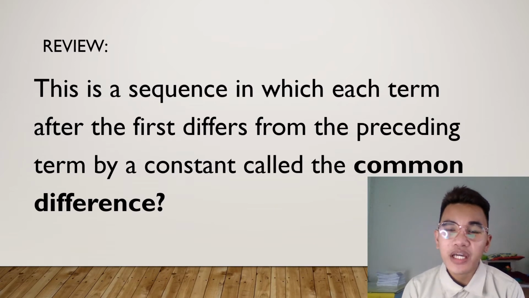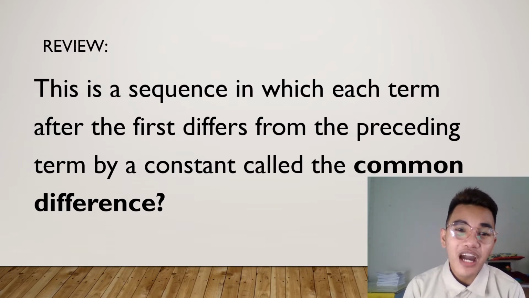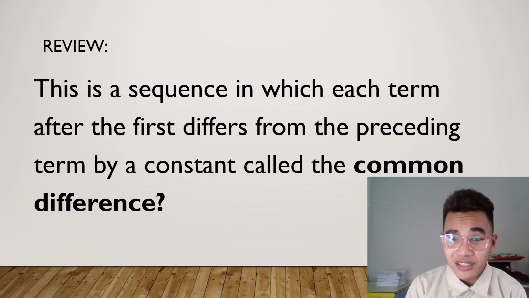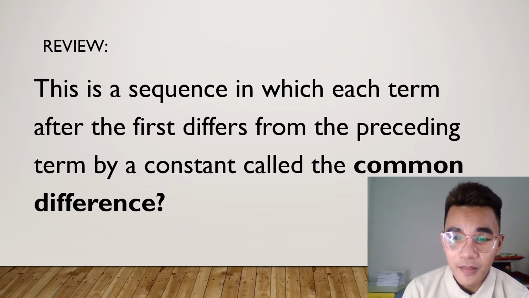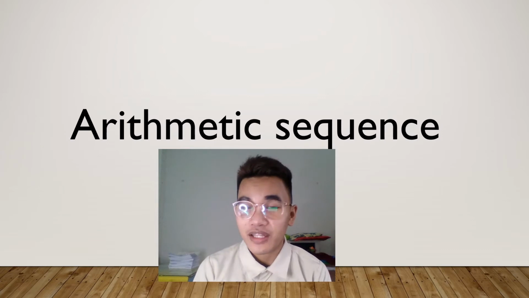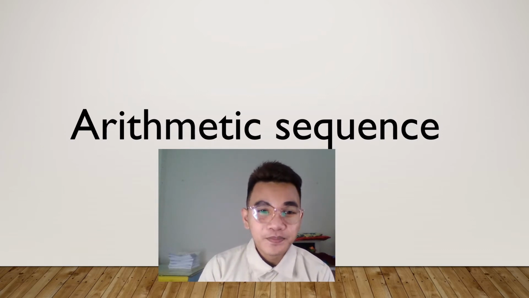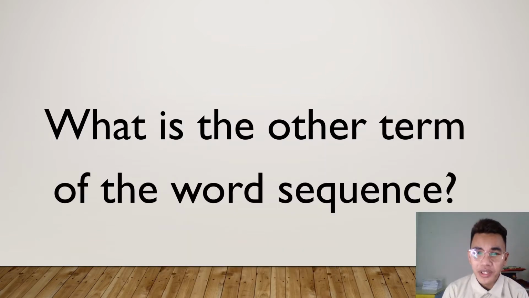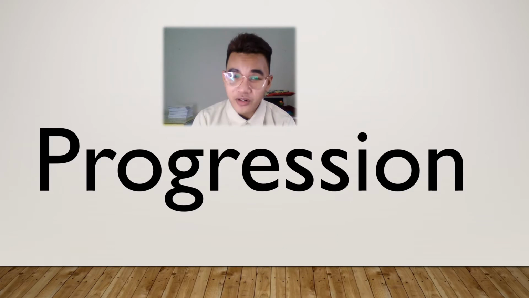So this is a sequence in which each term after the first differs from the preceding term by a constant called the common difference. What do you call this one? This is arithmetic sequence. You're correct. Next, what is the other term of the word sequence? If you still remember, what do you call that one? That is progression.